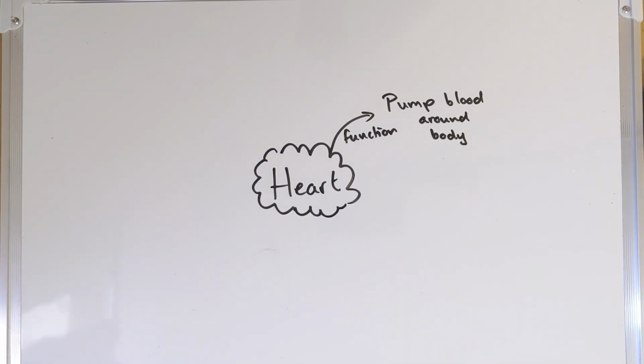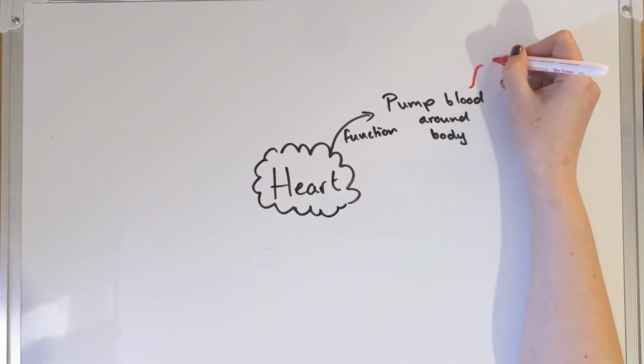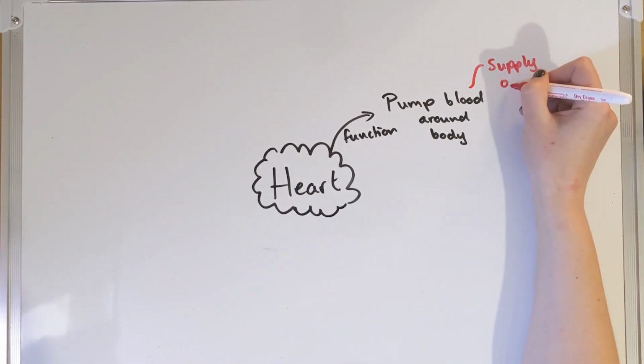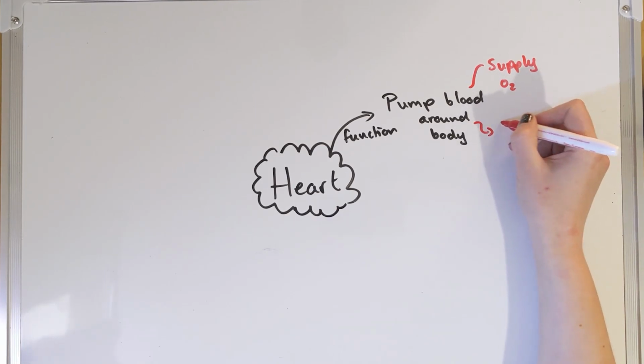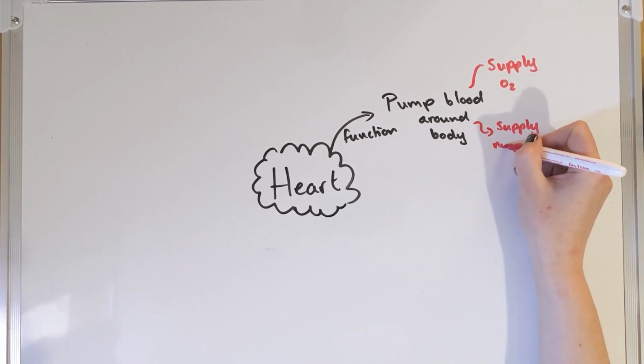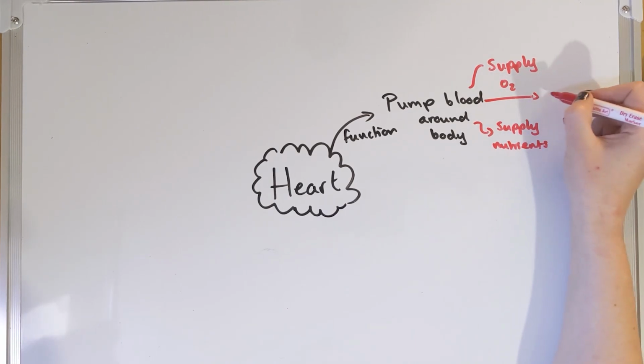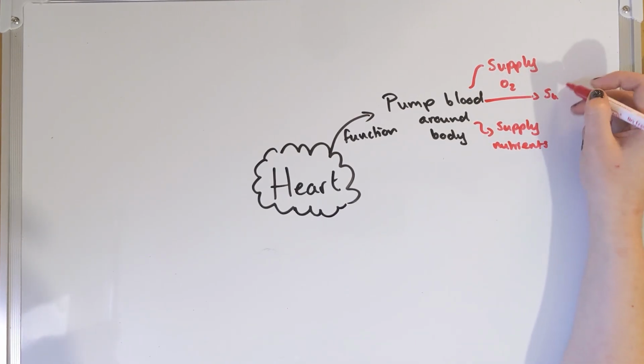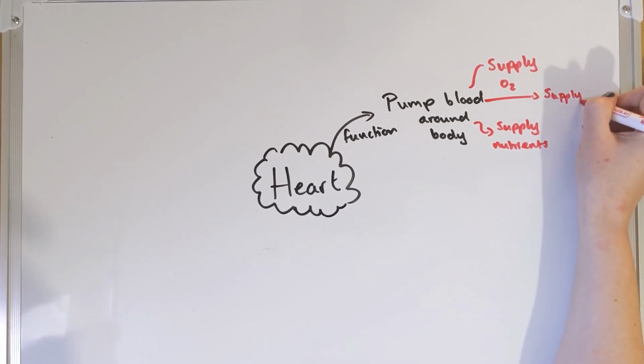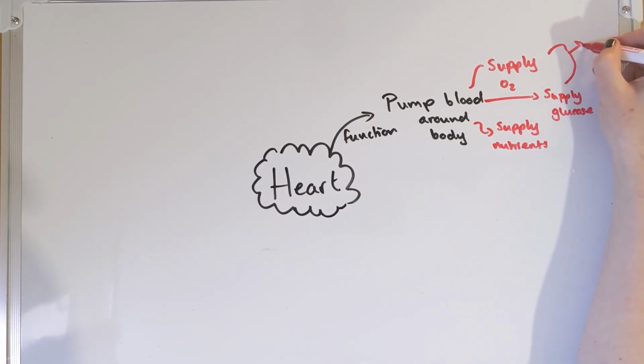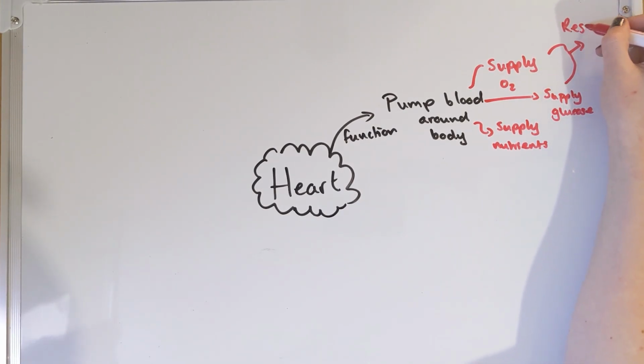Now, you've got to think of why would your body need that blood? Well, the blood contains things in it that your body needs for respiration, for example. So it's going to be supplying oxygen, it's going to be supplying nutrients from your food, it's going to be supplying sugar to your cells for respiration. We'll link these two to respiration. That energy release in cells that you need for being alive.